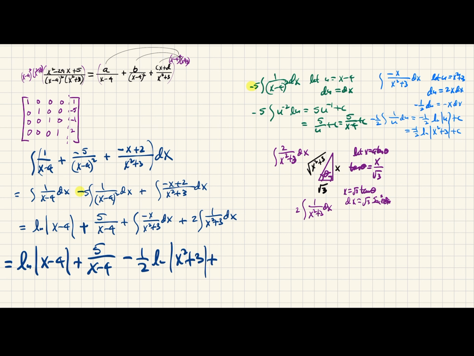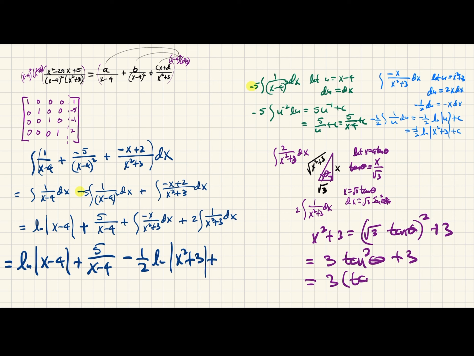All right, so let's see. We have x squared plus 3. That's going to be square root of 3 tangent theta squared plus 3, right? So that's going to be 3 tangent squared theta plus 3. That'll be 3 times tangent squared theta plus 1. And we decided earlier that that would be 3 secant squared theta, right?